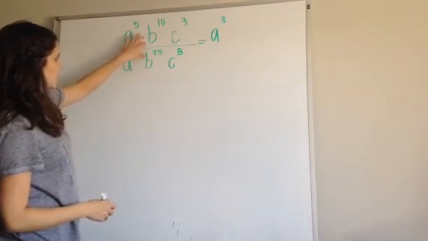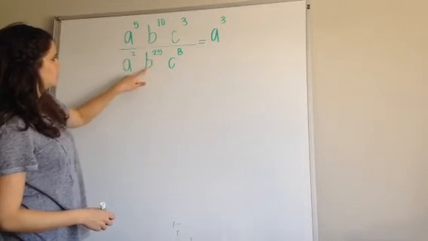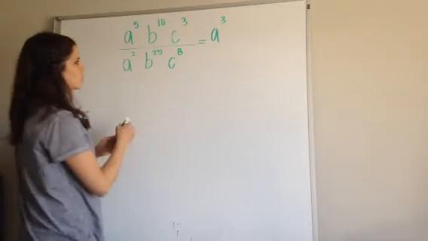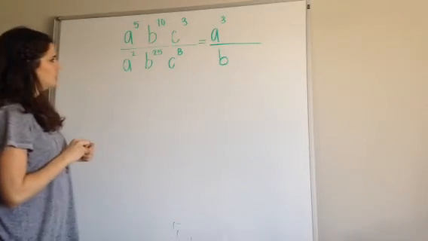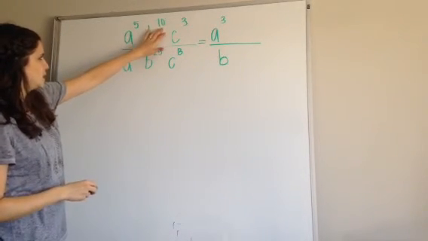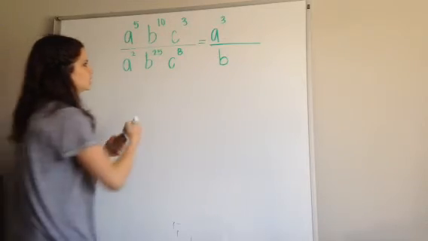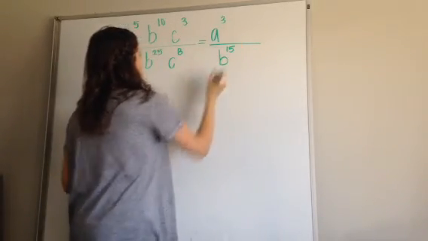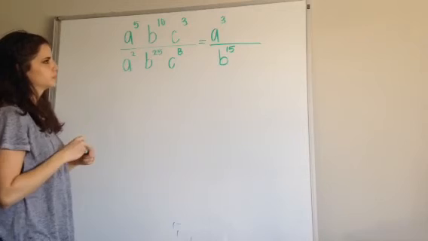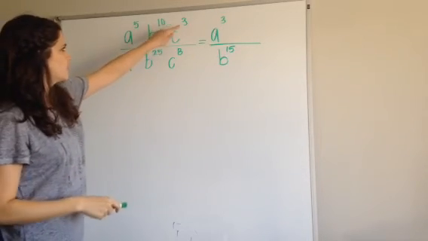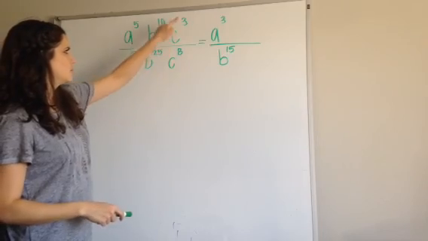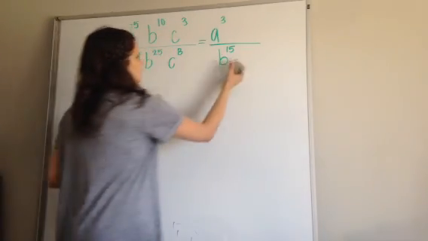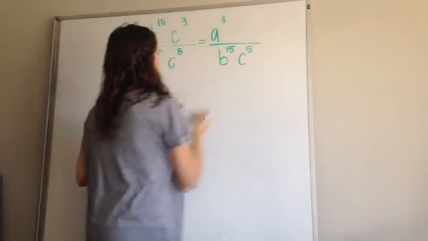Okay, for the B's we have 10 and 25. So it's bigger on bottom. So our answer for the B's is going to go on bottom. So 25 minus 10 is 15. So we're going to have B to the 15th on bottom because 25 is bigger. Okay, let's do C's. So we have 3 and 8. 8 is bigger. So 8 minus 3 is 5. So we're going to have C to the 5 on bottom.